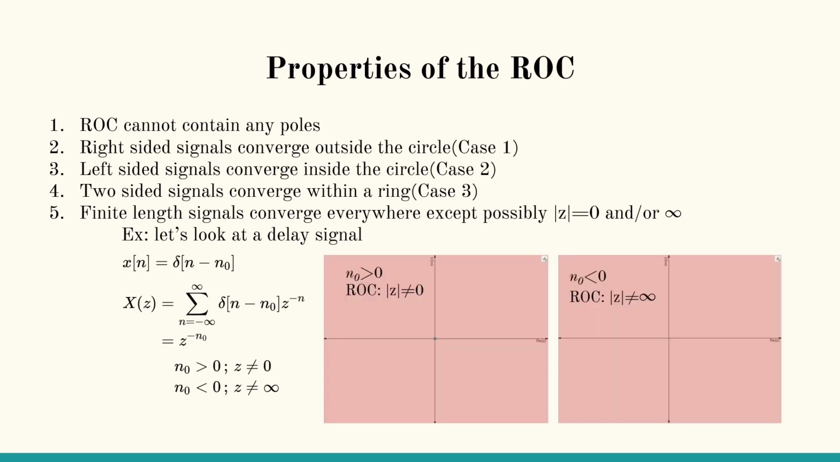Plotting this out, we get these two graphs. Although they may seem like different cases, they are actually the same cases as case 1 and case 2. It's just that for n naught greater than 0, the radius of the circle is just 0. And for n naught less than 0, the radius of the circle is just infinity.